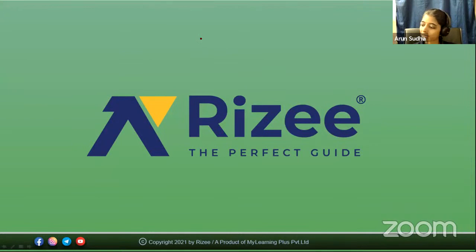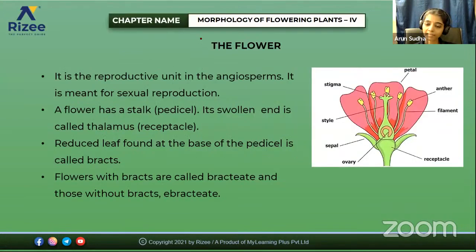So what is it? A flower. So flower is the most important structure in a plant. So we've seen different types of plants. So different types of plants show specific or unique characteristic features.